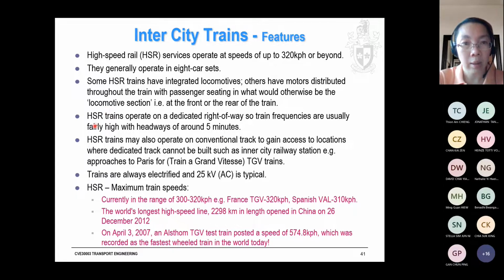But HSR could also operate on a conventional track so that it can gain access to locations where a dedicated track cannot be built. Okay. And if we look at the maximum train speeds for HSR, currently it is about 300 to 320, but there have been trains that are tested at higher speed. TGV tested at 75 kilometer per hour.